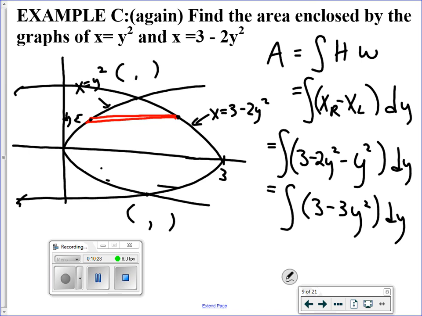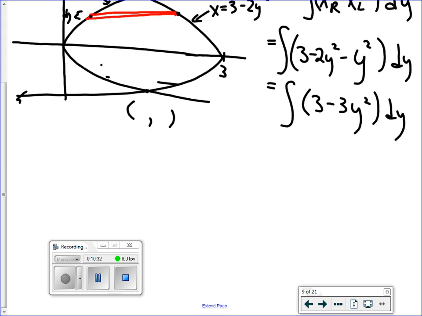Now, if you want to know the y coordinates where two graphs intersect, set what x equals on one equal to what x equals on the other. Because when they intersect, both coordinates are the same, including the x's. But if I set what x equals on one, which is 3 minus 2y squared, equal to what x equals on the other, y squared, I'm saying they have the same x coordinate where they intersect. And now I can solve it.